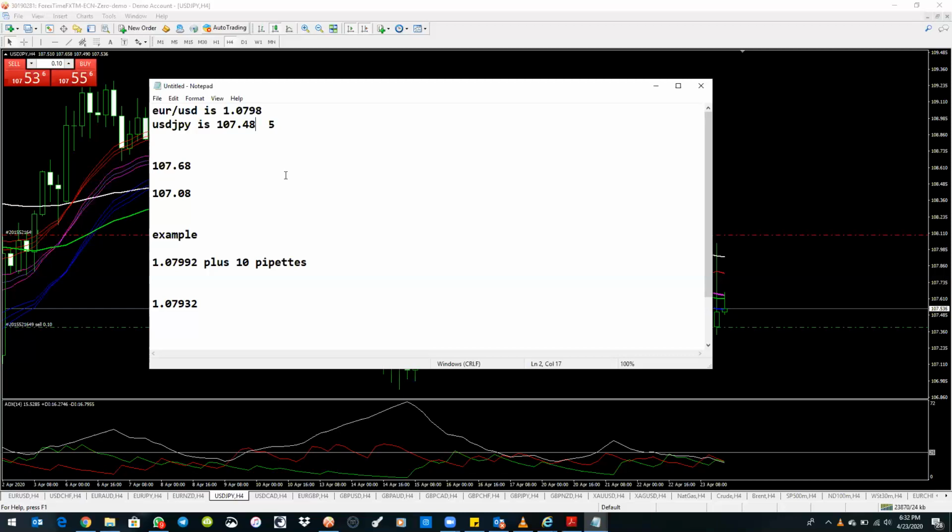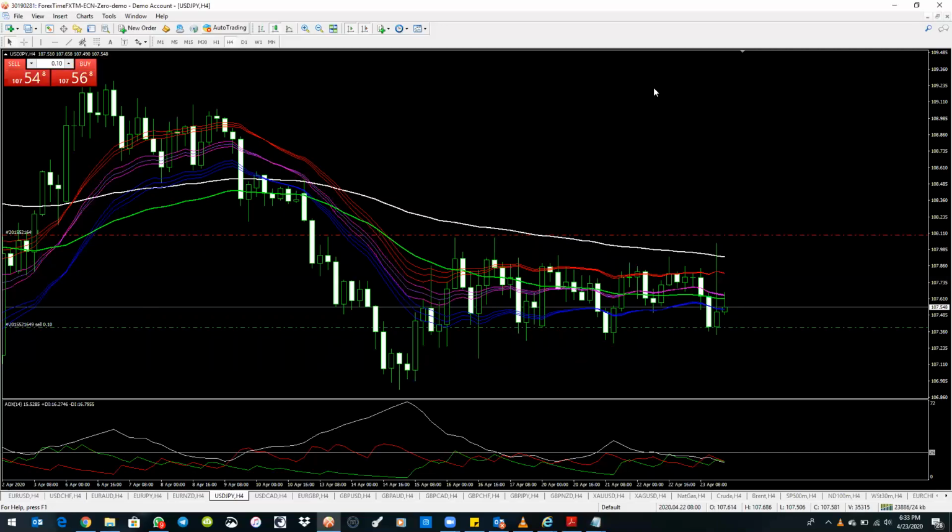So that is pips and pipette. Pipette is like the last pip broken down into fractions, into an extra decimal place.